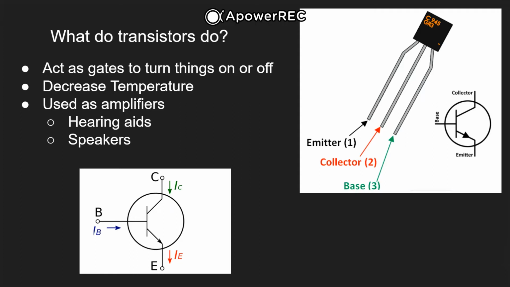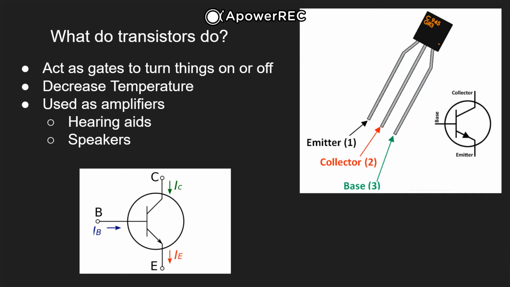Also in the diagram, you can see the arrow pointing outward. In some of them, it'll point inward, and that will indicate whether it's an NPN or a PNP transistor. An NPN transistor has the arrow pointing away, like in the diagram.